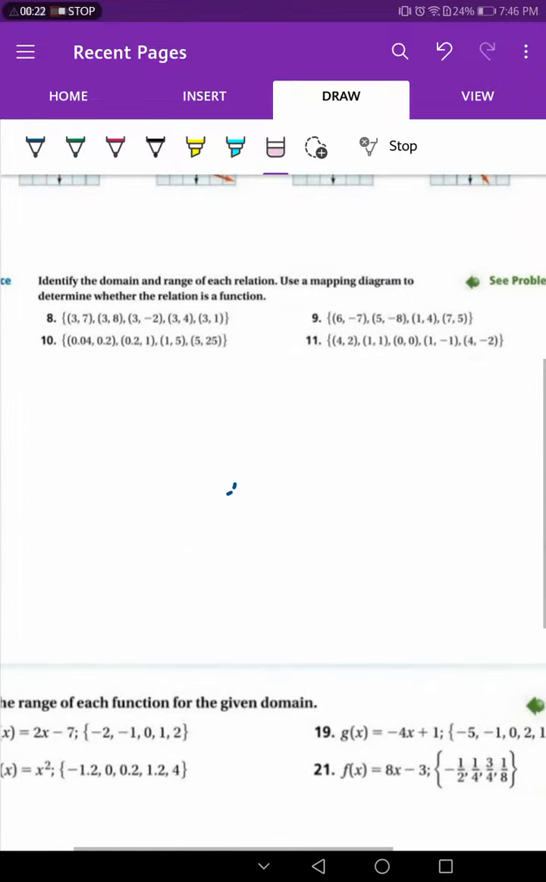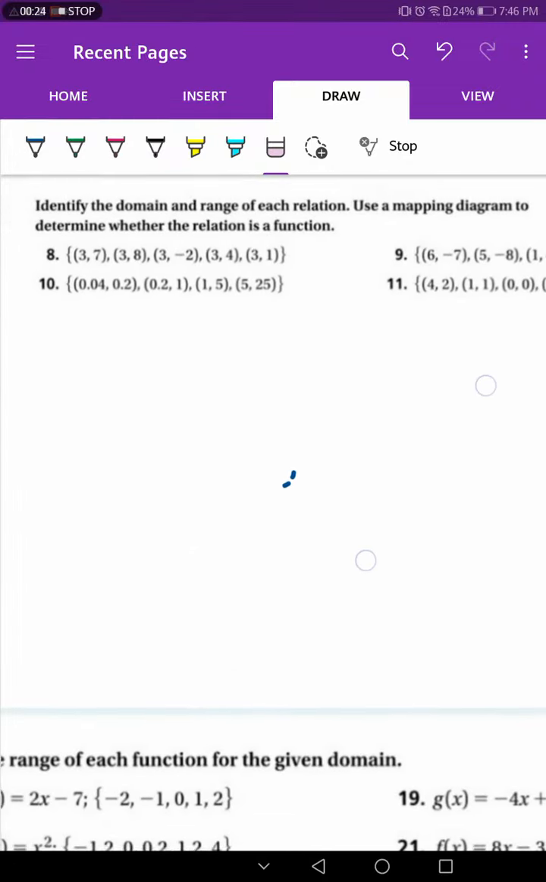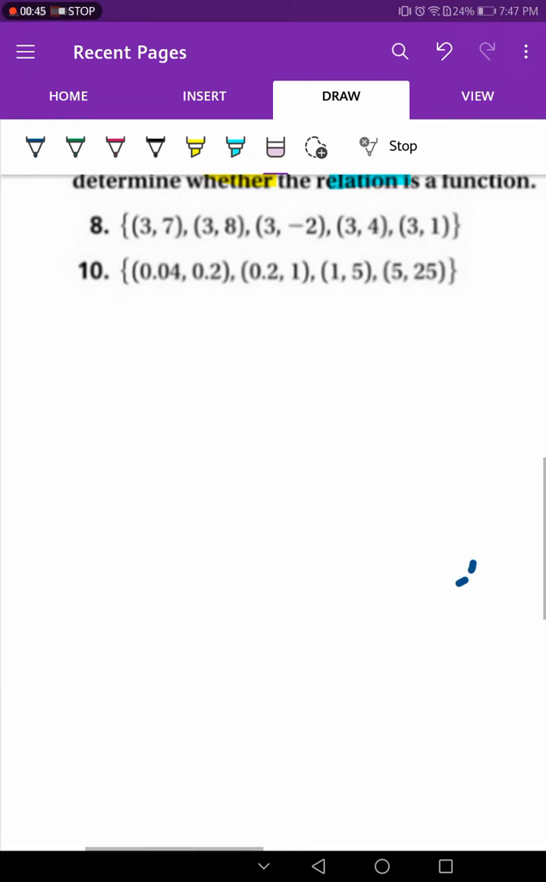Okay, first of all, this question: identify the domain and range for each relation. Use a mapping diagram. Determine whether the relation is a function or not. Okay, it is easy.